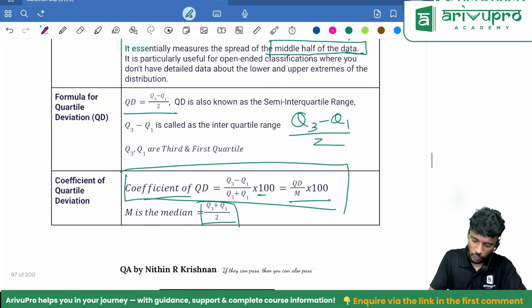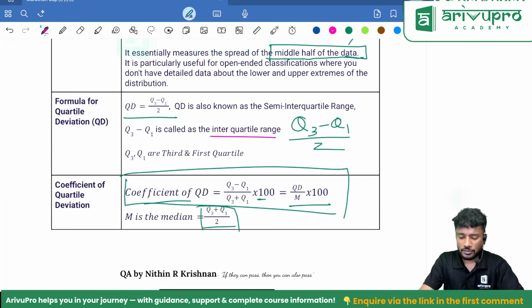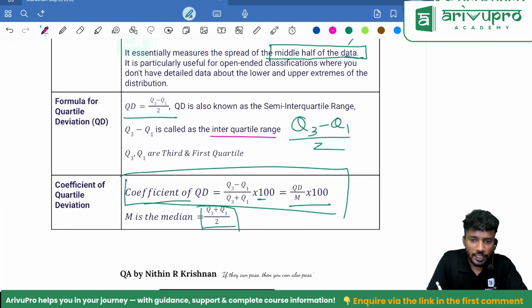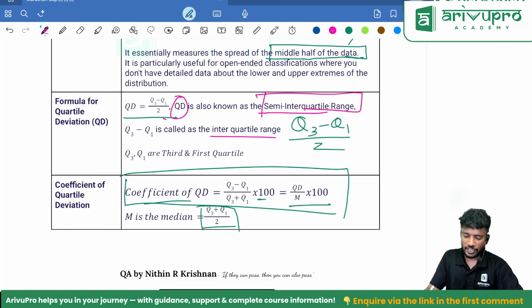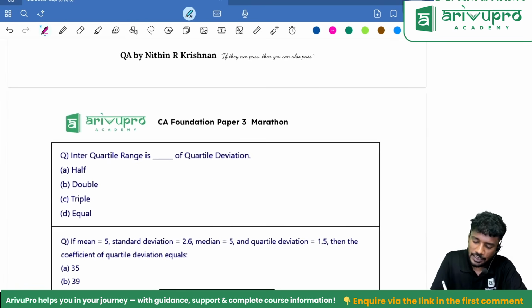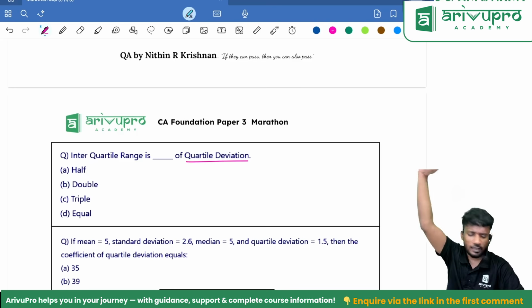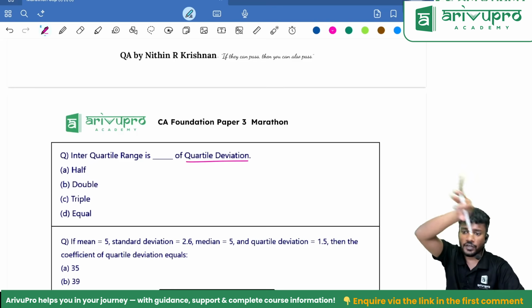Q3 minus Q1 is called as interquartile range. Then Q3 minus Q1 divided by 2 is also called as what? The quartile deviation as well as semi-interquartile range. So you should tell me interquartile range is dash of quartile deviation. Many people will make a mistake. Yeah, everyone made it.